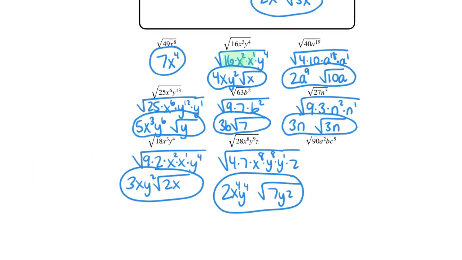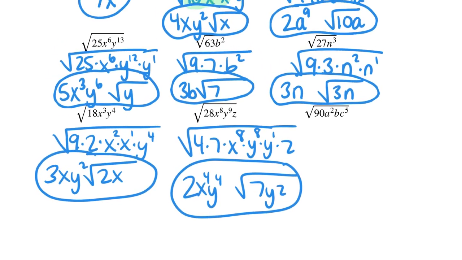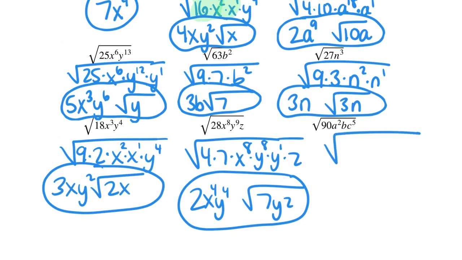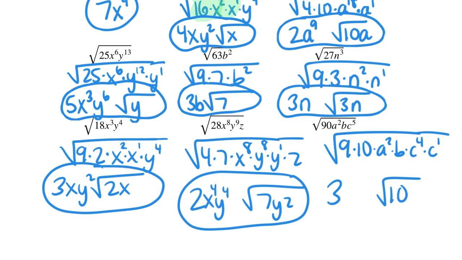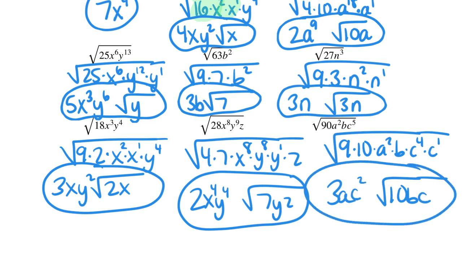We have 90, a squared, b, c to the 5th. Make the 90 9 times 10, because 9 is a perfect square. Make the c to the 5th, c to the 4th times c to the 1st. Then just pull out everything that's a perfect square. The square root of 9 is 3. 10 needs to stay under there. Square root of a squared is a. b needs to stay under there. Square root of c to the 4th is c to the 2nd. And then that c needs to stay under there.